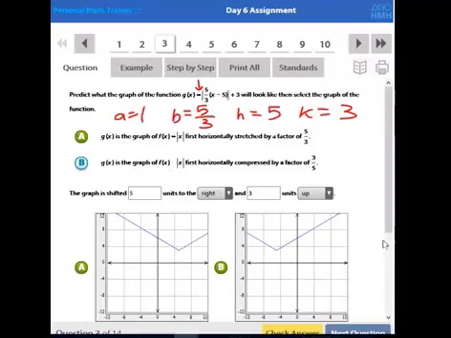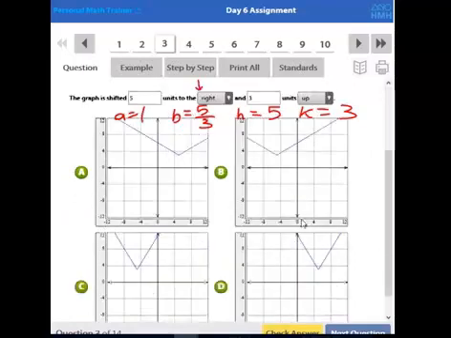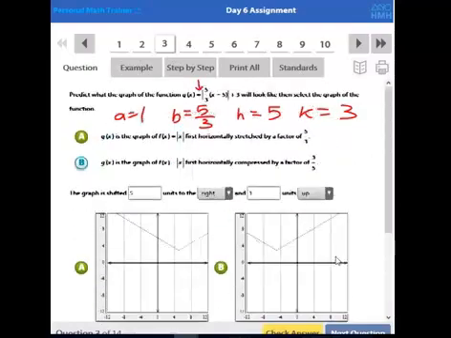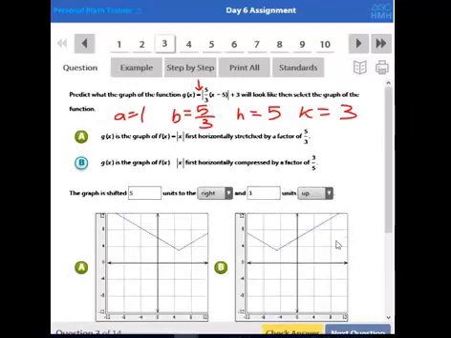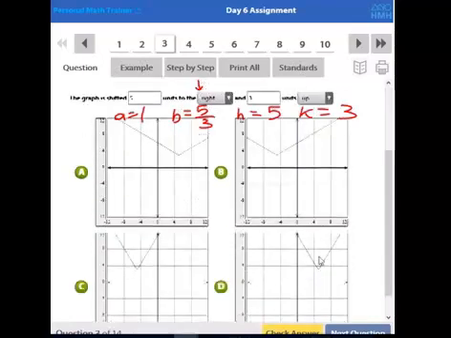So for a graph of an absolute value, I would focus on the vertex as far as the translation goes. We're going to look for one where the vertex is at 5, 3, which it looks like the only possible ones are going to be A and D. But out of those two, there's only one that has been horizontally compressed. When you horizontally compress, it's going to look tall and skinny. So that would be D.